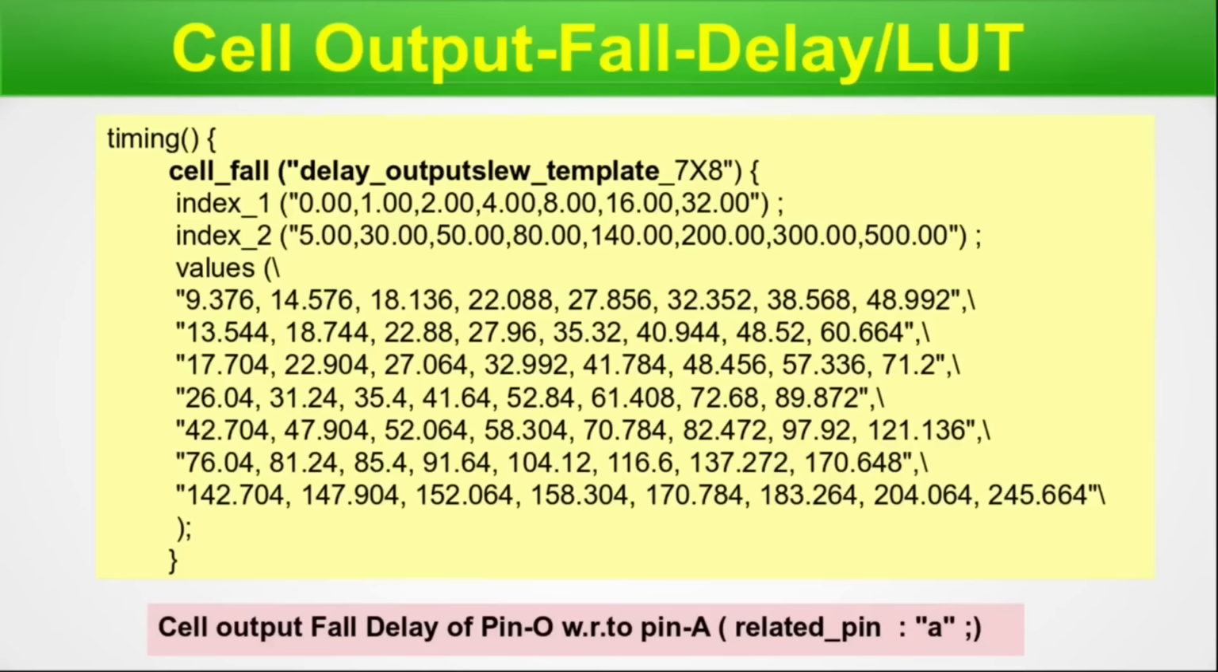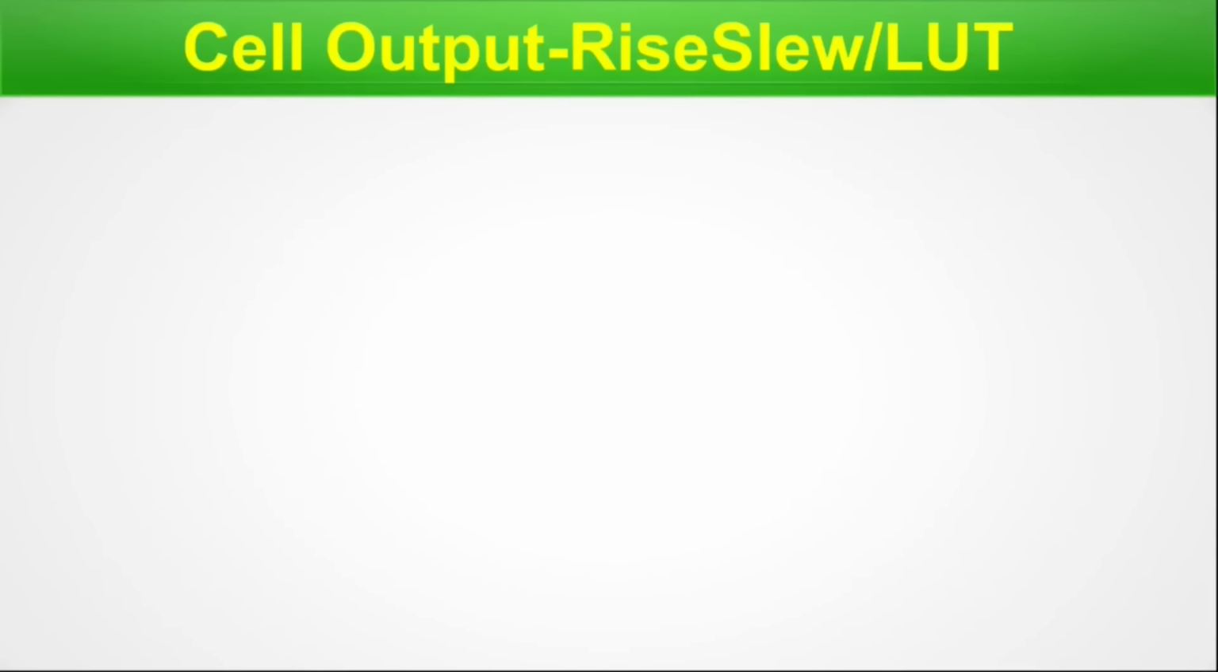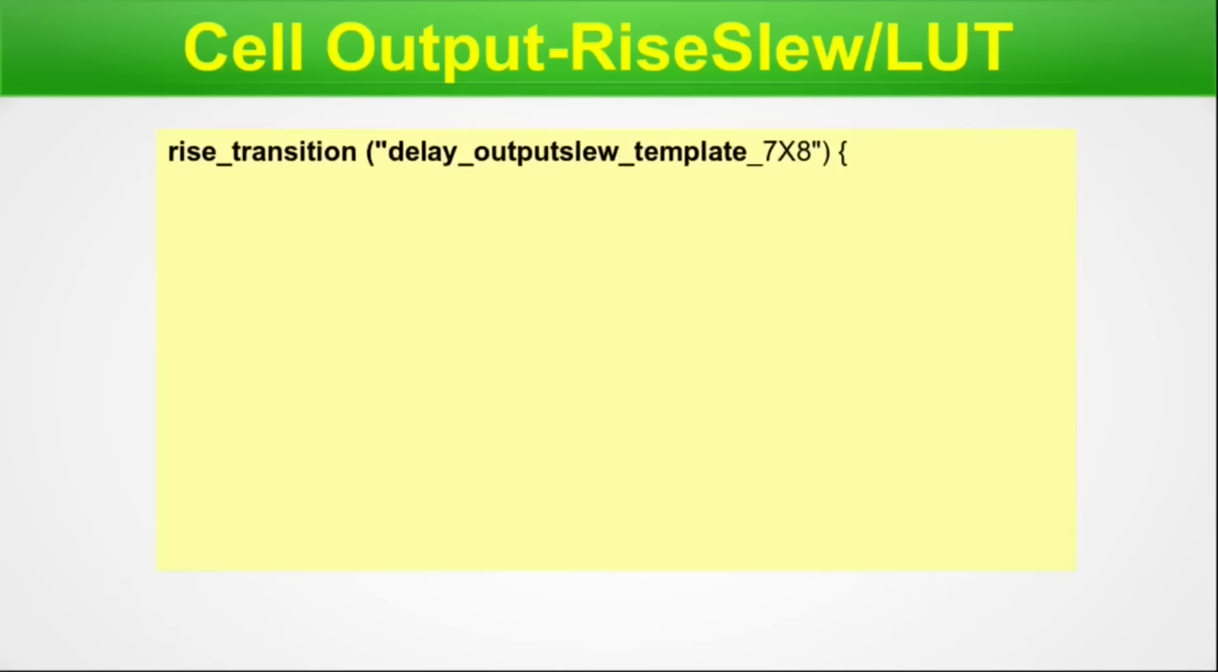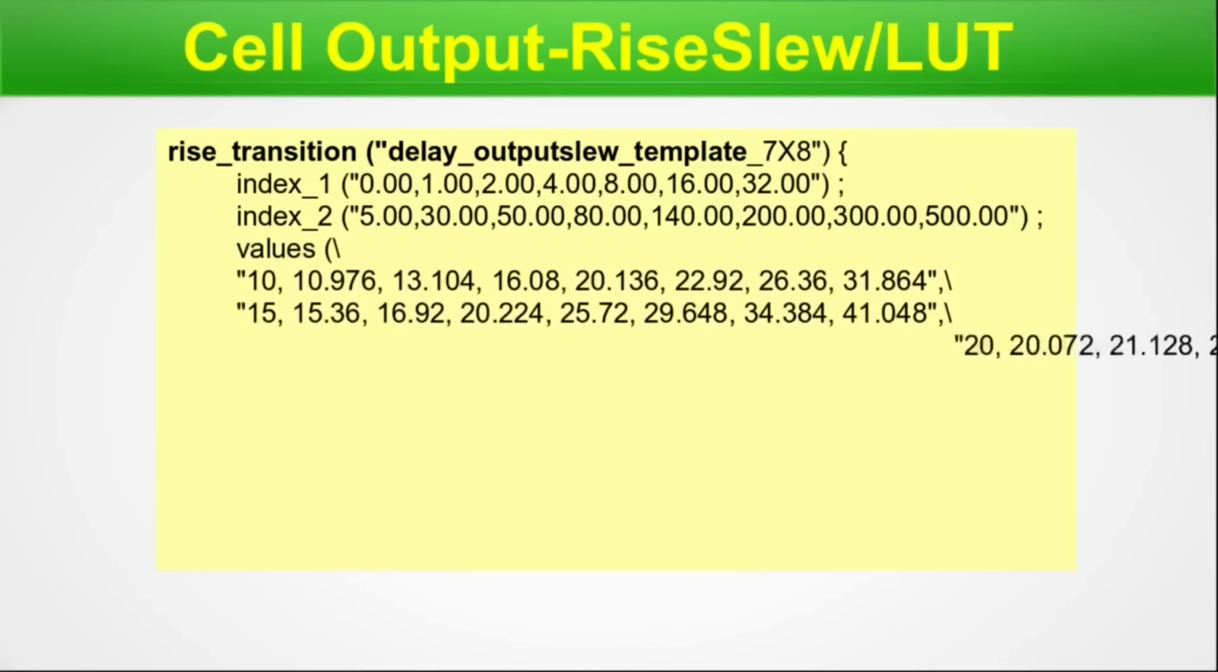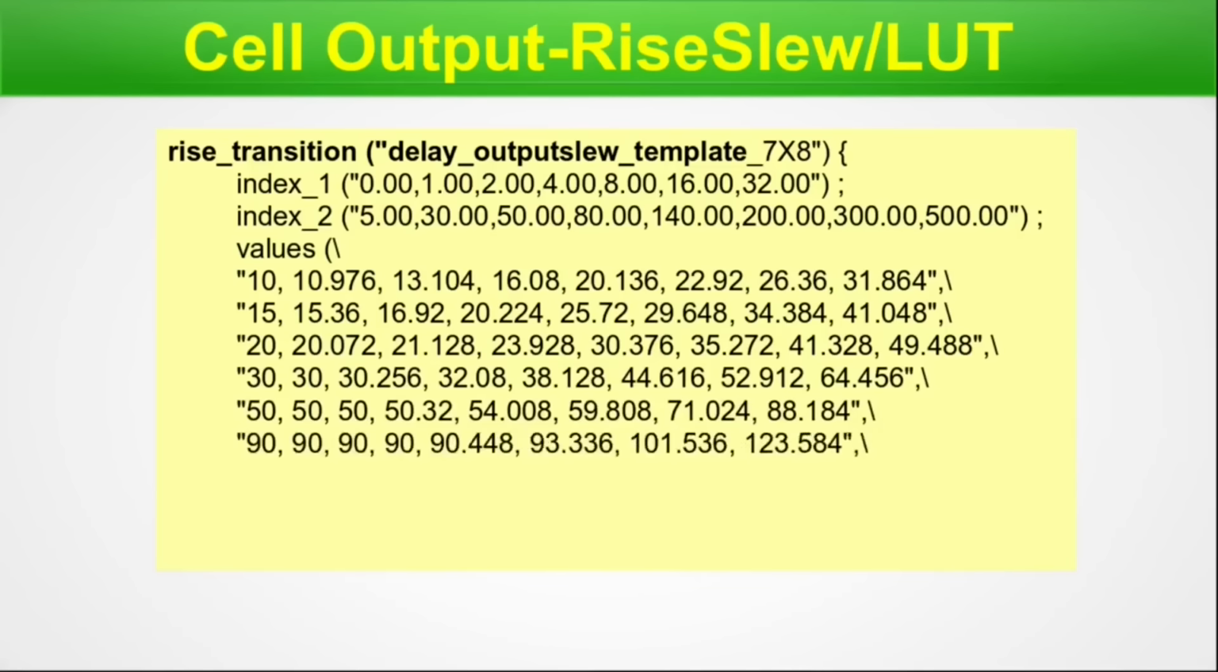So let's move on. Cell output rise slew, LUT. Rise transition, delay output template 7 by 8. Here goes our index 1 variations. Here goes our index 2 variations. Values, start our row, and we keep on adding the rows and corresponding columns. And here we close the table. And here we close the rise transition block. So this is the LUT for rise transition, that is rise slew.